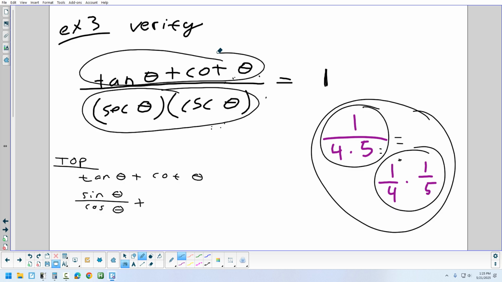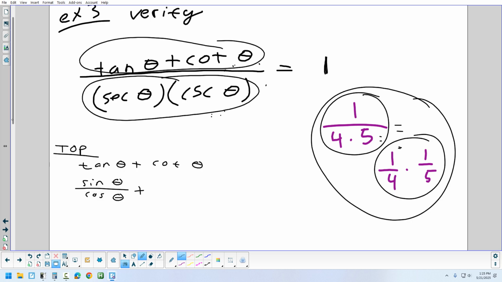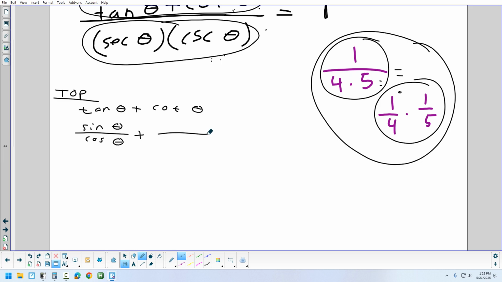Okay. All right, so I've got sine over cosine. What's cotangent? Cosine over sine. Now the mistake that people made here, they went like this: sine in the top, sine in the bottom, cosine in the top, cosine in the bottom. That's only for multiplication. This is addition. When you have addition with fractions, the only thing you can do is common denominator. What's our common denominator here? Sine times cosine. Right. The common denominator is always the product of the two, sine times cosine.